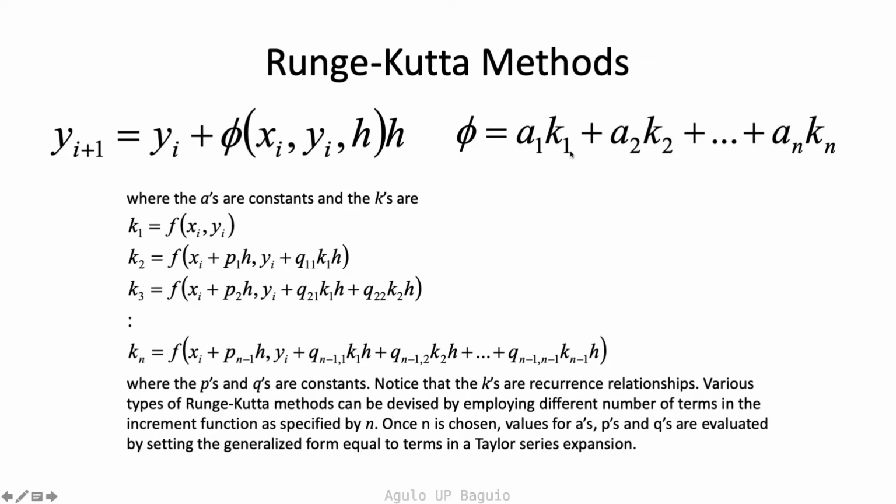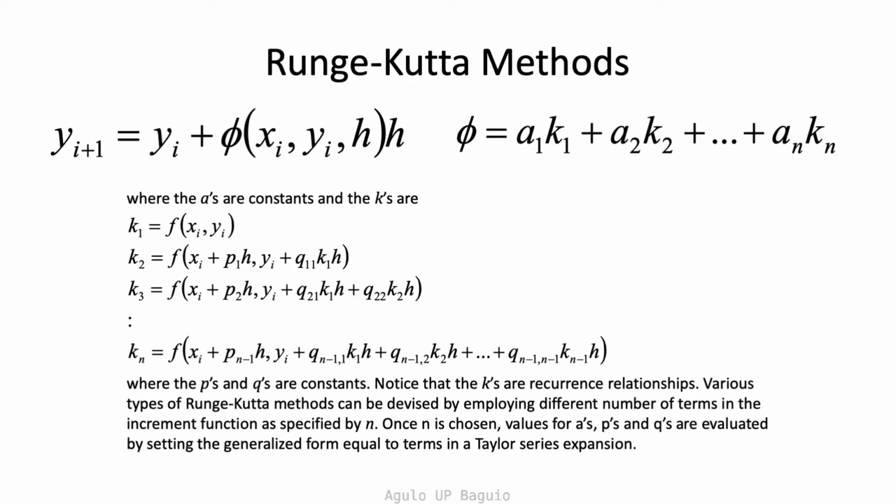Phi is equal to a1 k1 plus a2 k2 plus and so on and so forth up to a sub n k sub n, where the a's are constants and the k's are given by this. So k1 is equal to f of x sub i, y sub i, k2 is equal to f of x sub i plus p1 h, y sub i plus q11 k1 h, k3 is equal to f of x sub i plus p2 h, y sub i plus q21 k1 h plus q22 k2 h, and so on and so forth, where the p's and q's are constants. Notice that the k's are recurrence relationships.